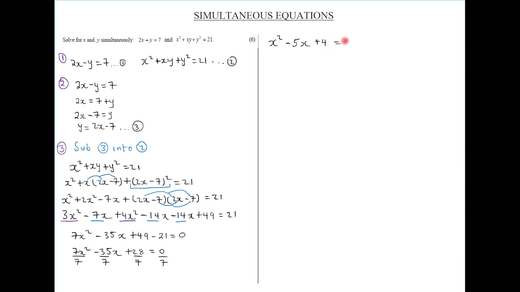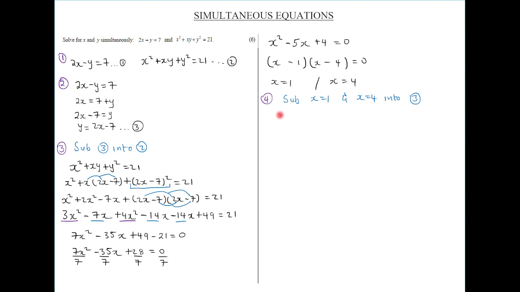Then from here we factorize, so (x minus 1)(x minus 4), using 1 and 4, with minus and minus. Then x is 1 or x is 4. And then after this, the last step is, remember, we substitute x equals 1 and x equals 4 into equation 3. That's where we have y as the subject of the formula.